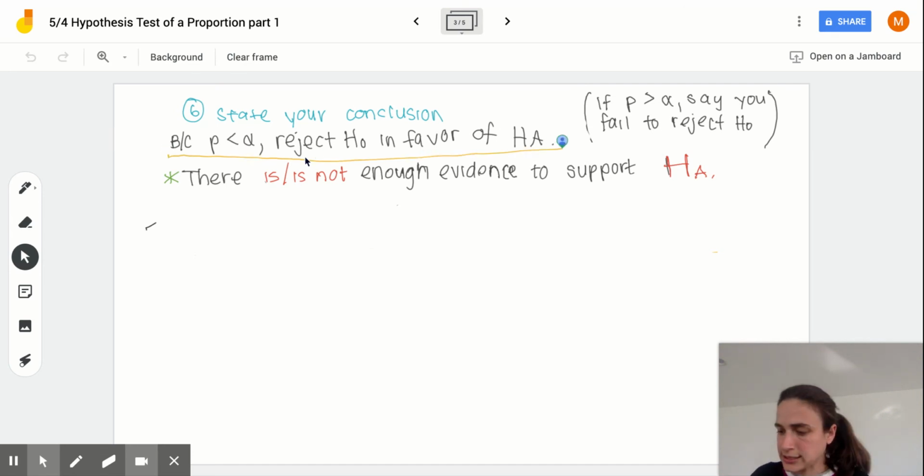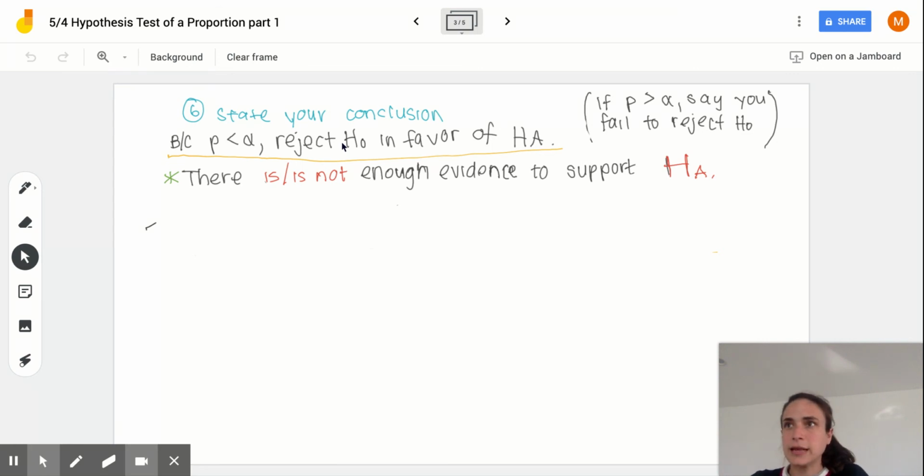The next sentence that I've written below is just a template sentence. So this is like one of those that tells you what you should write. You're either going to say there is or there is not enough evidence to support, and then you need to insert your actual statement for HA. So in this case, if we're rejecting H0, that means we have evidence to reject them.